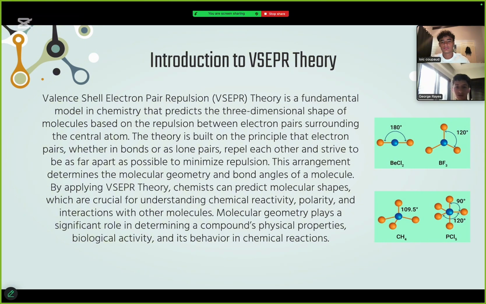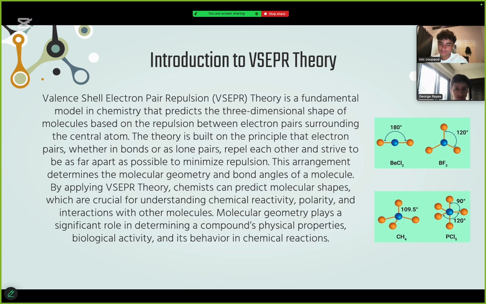The theory is built on the principle that electron pairs, whether in bonds or as lone pairs, repel each other and strive to be as far as possible to minimize the repulsion. This arrangement determines the molecular geometry and bond angles of a molecule.